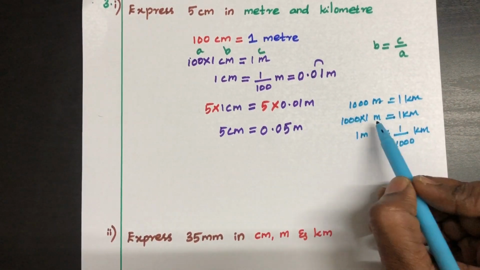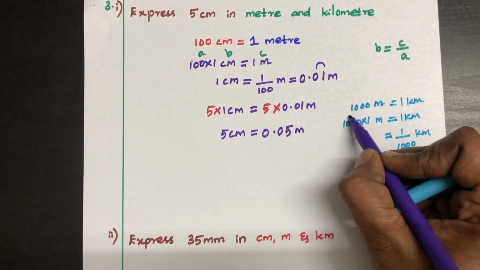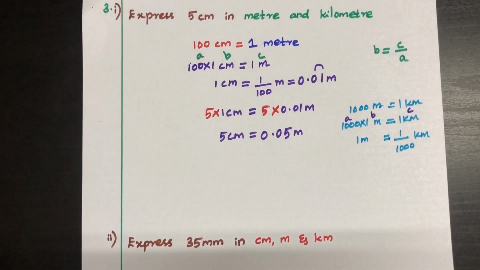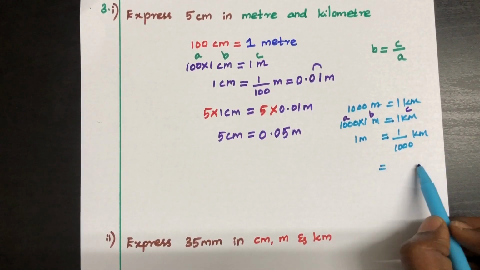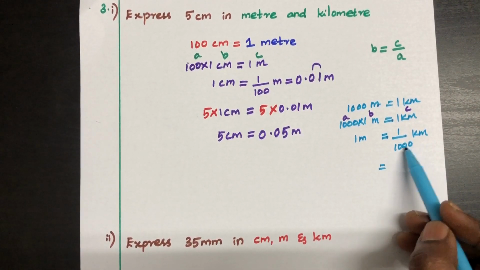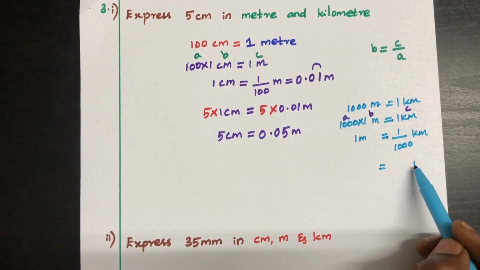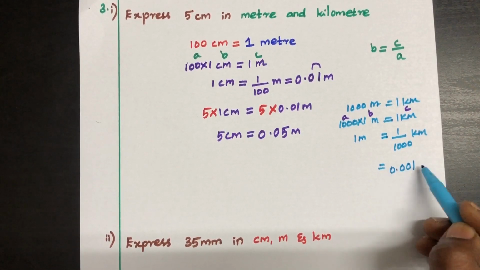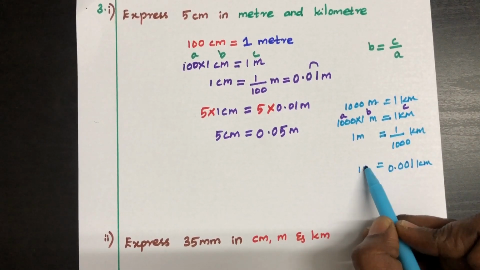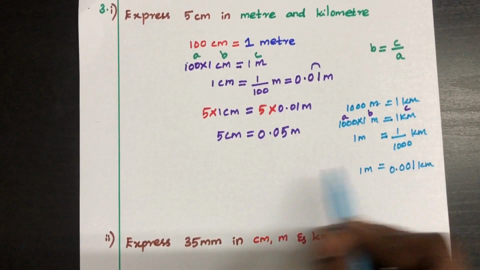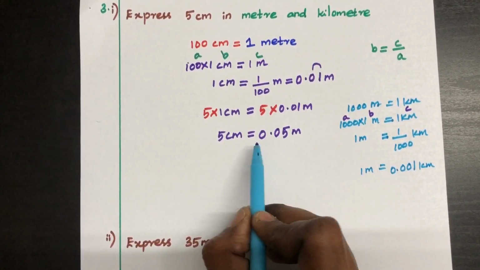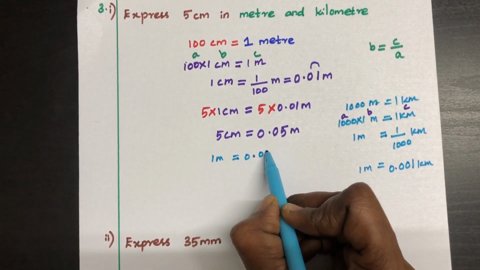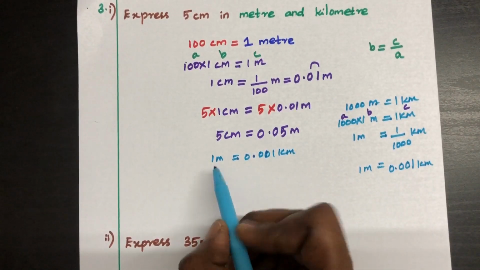See, A, B and C. This is A and this 1 meter is B, C. If you want B, it is C by A. So this is equal to 1. How many zeros in the denominator? 3. So we need to leave 3 places in the decimal part. 1, 2, 3 kilometer. So 1 meter is equal to 0.001 kilometer, right?